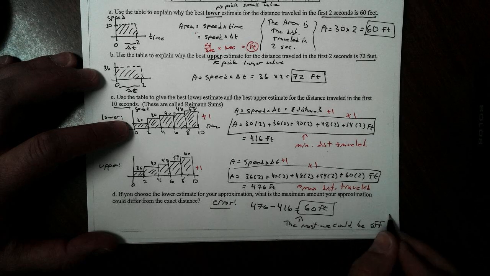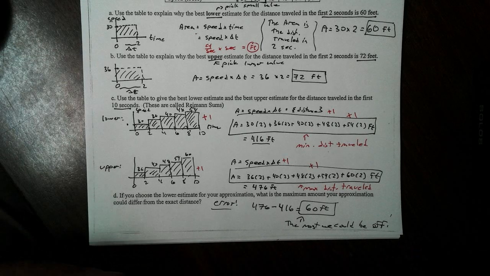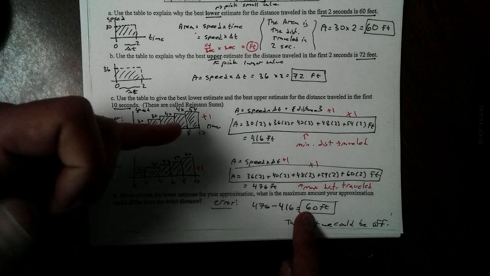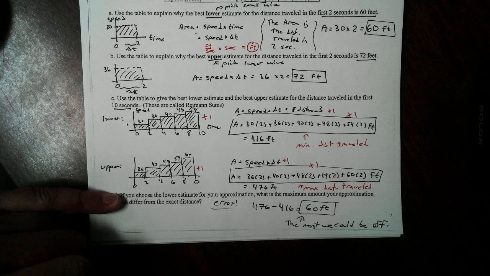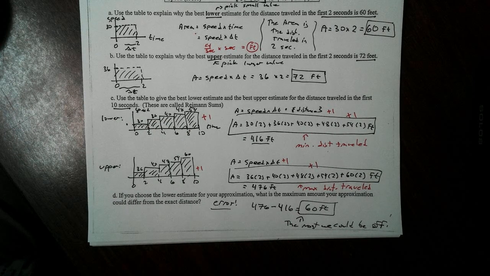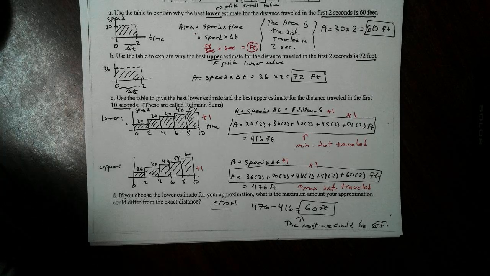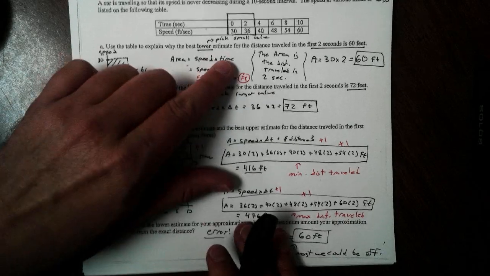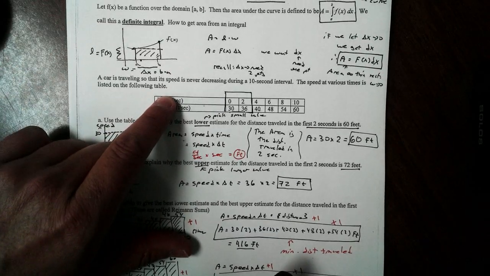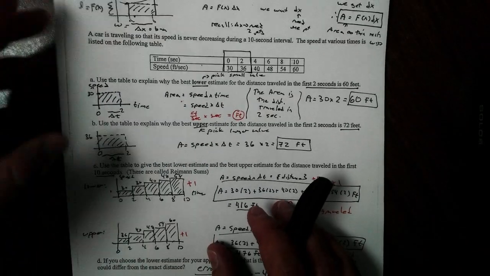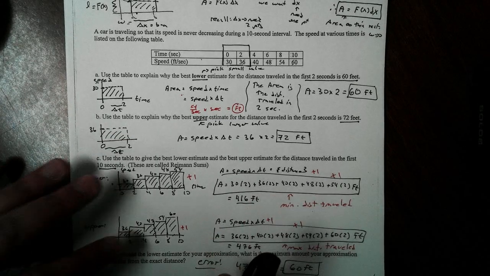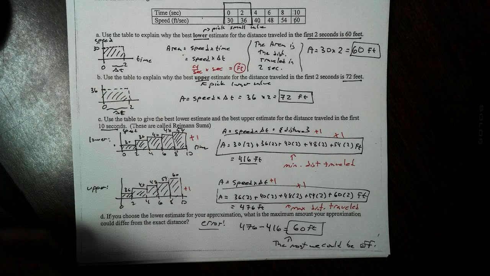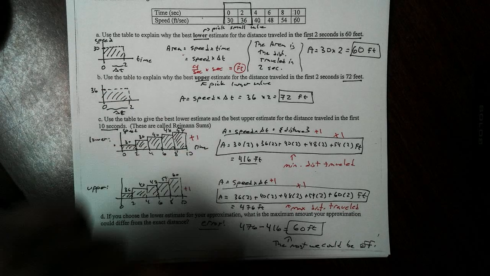In other words, if I want to estimate how far I traveled in the first 10 seconds, the most I would be off between my lower and my upper estimates, I'll be off by at most 60 feet from the actual distance I traveled. Not too bad for an approximation technique. And that's what Riemann sums are. And that's what we just did right here. These are what we call Riemann sums. A Riemann sum gives us an approximation of the area under a curve, and the area under the curve in this case gives us distance traveled.